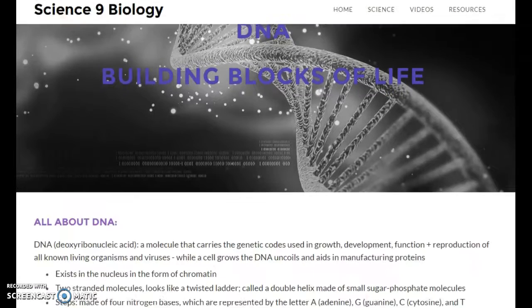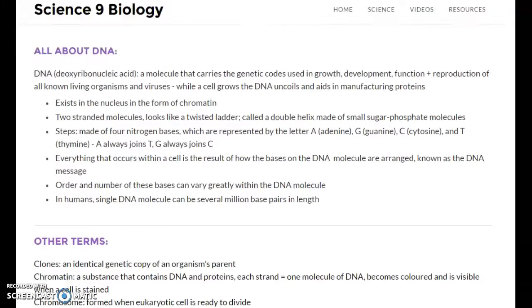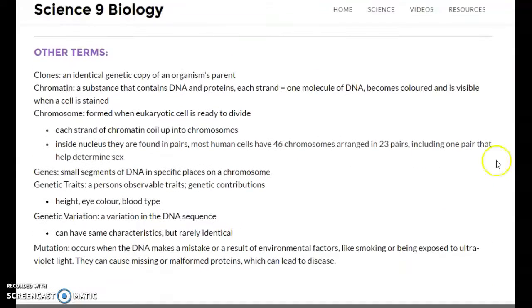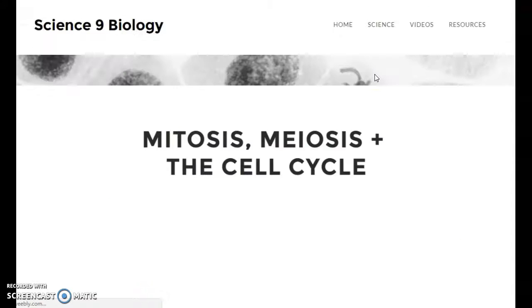DNA, building blocks of life. Here is some information about what DNA is and what it does. Below that is some terms you need to know, like clones, chromatin, chromosomes, genes, genetic traits, genetic variations, mutations. Next we have mitosis, meiosis plus the cell cycle.